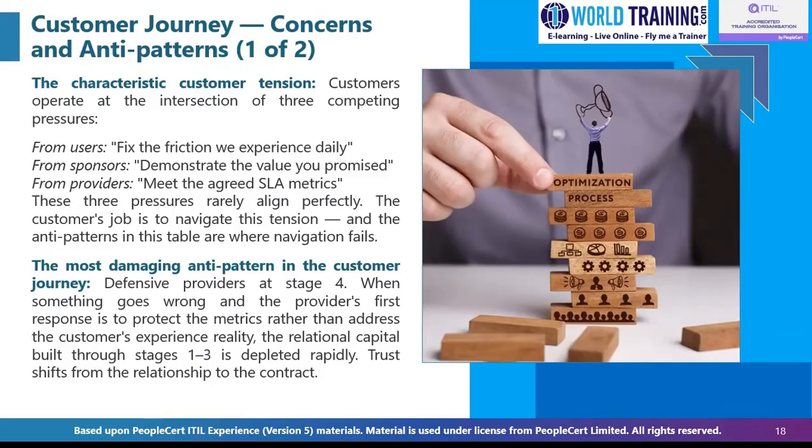The single most damaging anti-pattern here is defensive providers at stage 4, when something goes wrong and the provider's instinct is to protect the metrics rather than acknowledge the customer's lived experience. All the relational trust built in stages 1 through 3 drains away fast. This connects back to something we covered earlier on. Compliance is not the same as contribution. Being SLA compliant while being experientially defensive is still a failure, just a relational one rather than a functional one.